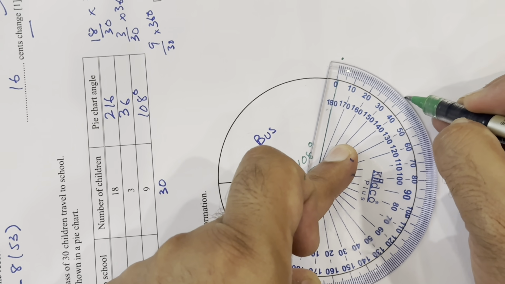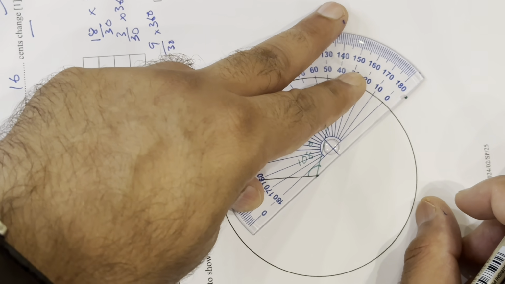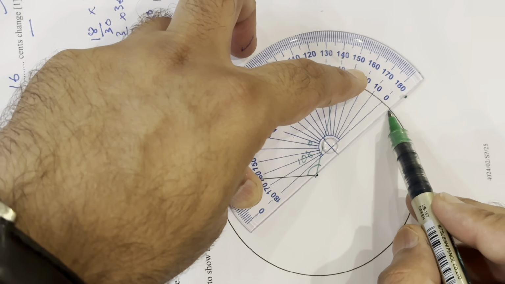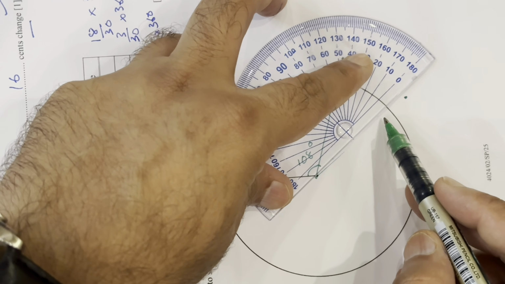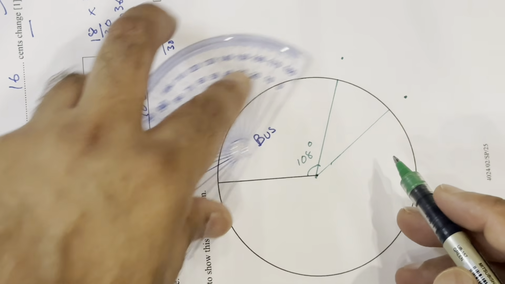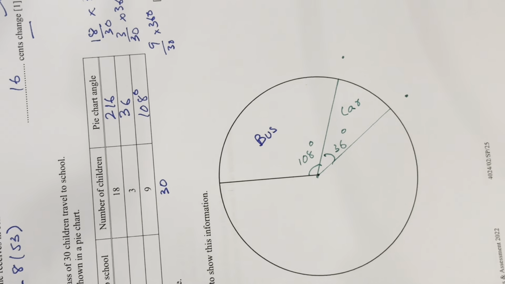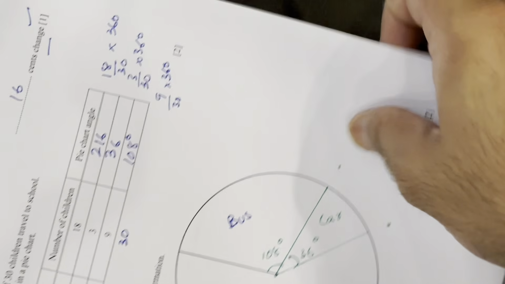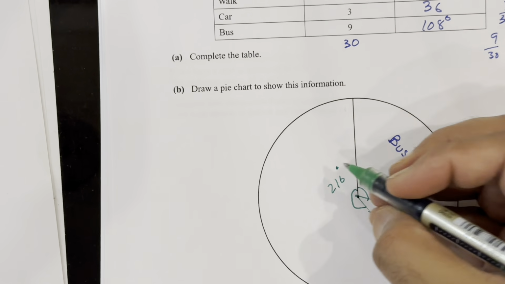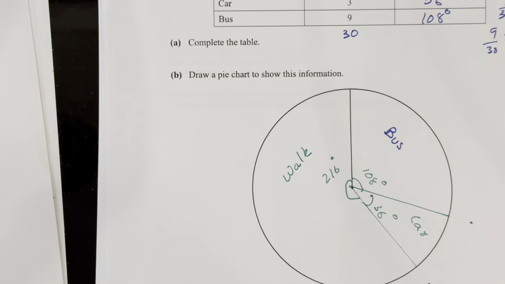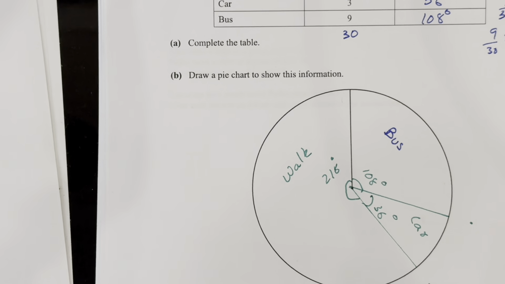5 and 36. This is the 36 point. Now we will draw this line. This is the 36 angle, the children using car, and the rest of the angle automatically would be equal to 216 degrees, so we don't need to draw it. So these children go by walking. This is how we have drawn the pie chart. Now we will move to the next question.